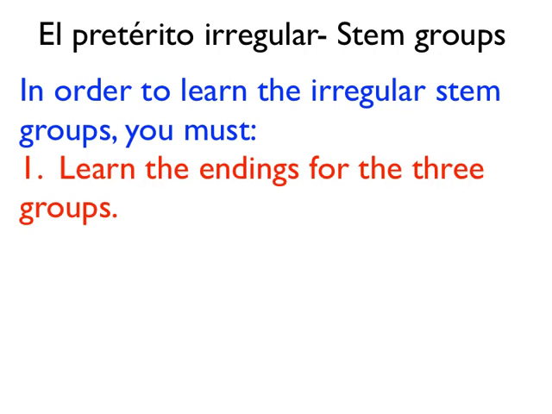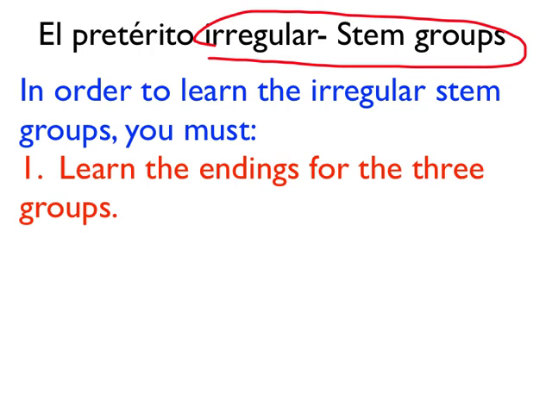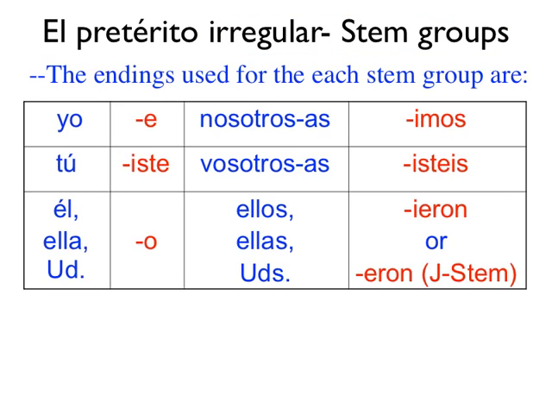So there are 3 steps to learning the irregular stem groups. Number 1, you need to learn the endings for the 3 groups. So have your notes ready, because you're going to write these down. These are the endings for all 3 groups. And they are iste, o, imos, istes, ieron, except when you get to the J stem, it's just simply eron.